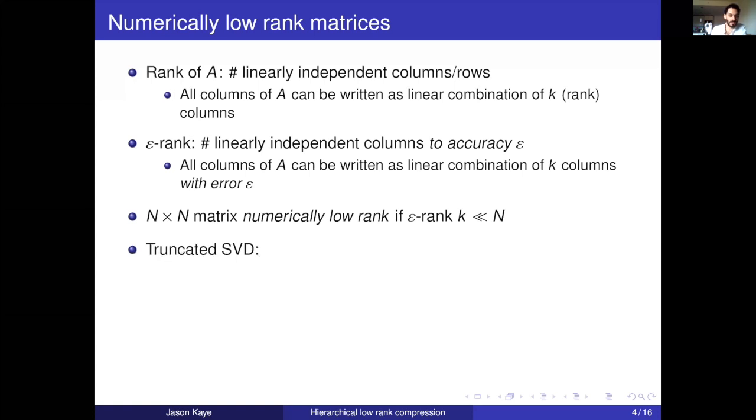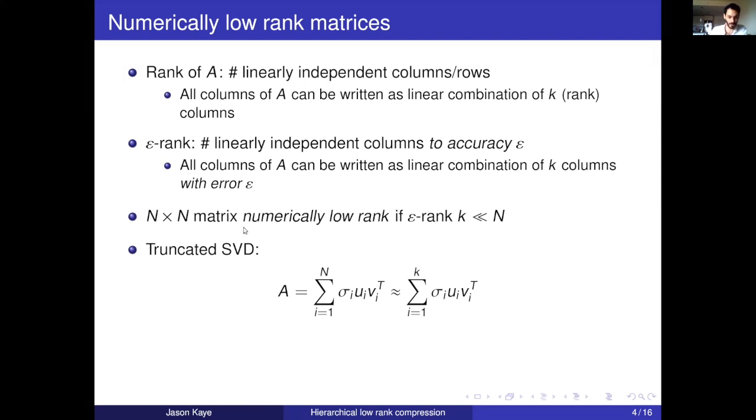And what's a simple thing you can do if you have a numerically low rank matrix to improve storage and, let's say, matrix vector products? So how can you compress a numerically low rank matrix? Well, the truncated SVD is one way.